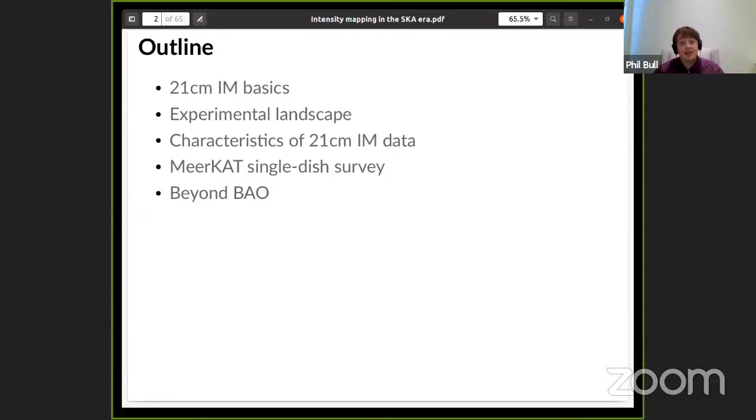Then I'll talk about MeerKAT for a little while because it's reasonably similar in some ways to the BINGO experiment that I know some of you are very heavily involved in. And then I'll talk a little bit about scientific applications beyond the baryon acoustic oscillations.